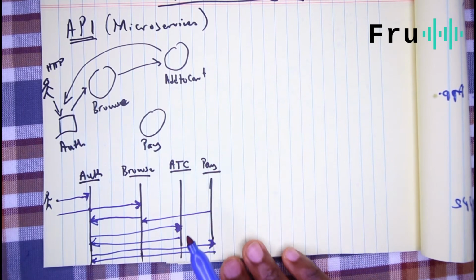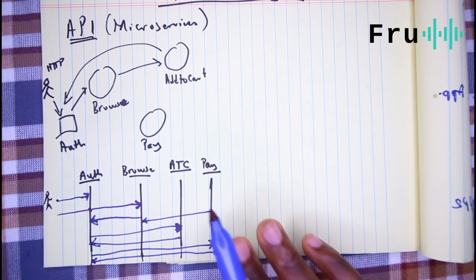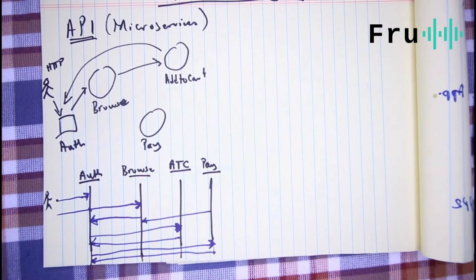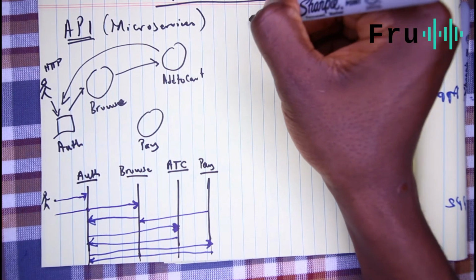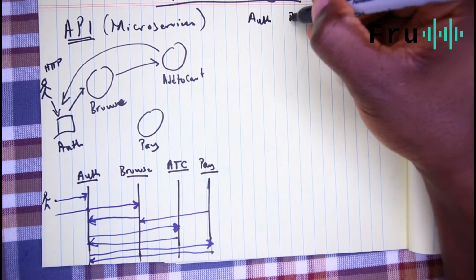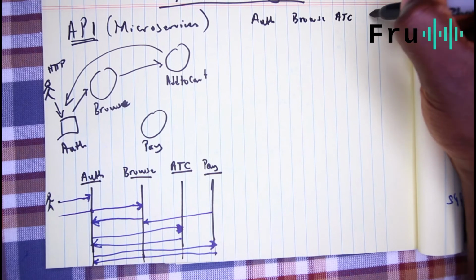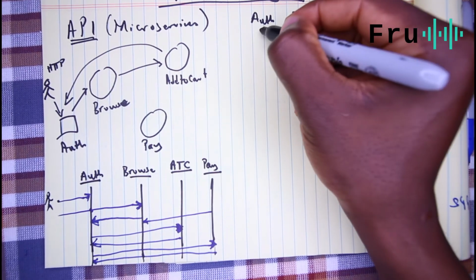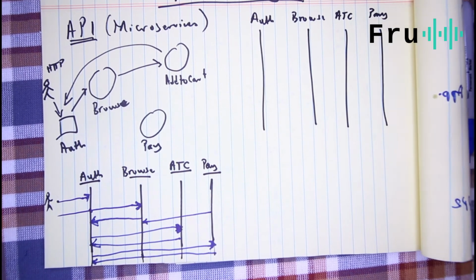And this is where this whole idea of an API gateway comes into play. So I'm going to reproduce this diagram again on this side, and we're going to have the same services: auth here, the browse, then our ATC, which is add to cart, and then the payment service. Very similar to what we had before.